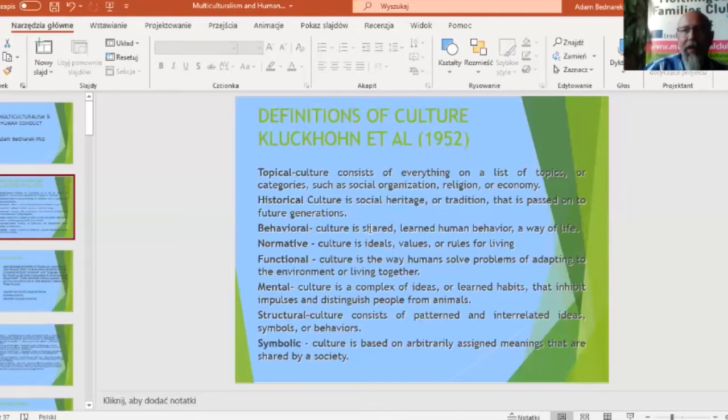It's interesting enough because through our heritage, we see how far we have progressed, how much we have moved to today. Then we have the behavioral aspect, which sees culture as a form of human behavior, something that is learned over time, that is, in a sense, acquired.